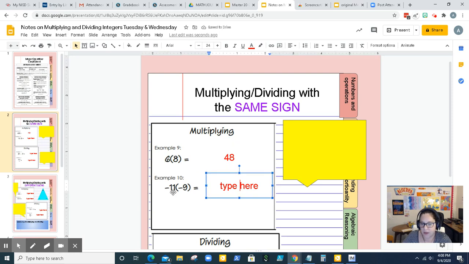And then when you have a negative times a negative, sometimes you're going to see parentheses around one number. That means multiplication. Sometimes you'll see a dot, and that dot also means multiplication. So you're going to see all kinds of stuff, either times, parentheses, or a dot. So a negative times a negative is also going to be a positive answer. So -11 times -9 is positive 99.